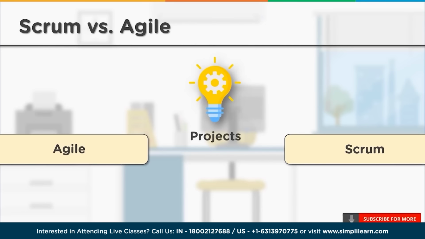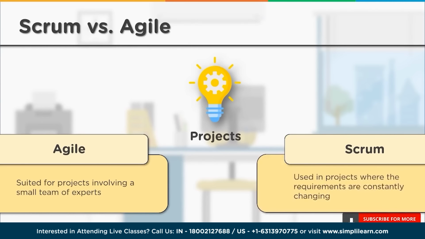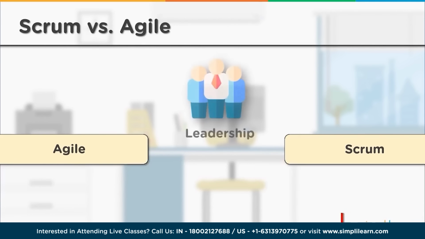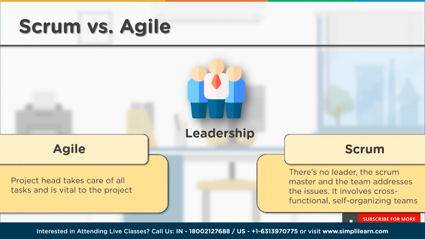Next up, let's have a look at projects. Agile is more suited towards projects that have a small development team that consists of experts. Whereas on the side of Scrum, it's usually better suited for projects that are subject to a large amount of change, and that too rapidly. Next, we have leadership. Now for Agile, a project head takes care of all the tasks and has a very important role to play in the process of Agile. A project head represents the entire team and is responsible for getting issues resolved by assigning them to the appropriate members of the team. In Scrum, there's no leader. There's a Scrum Master who can overall guide the Scrum process, but the team addresses issues by themselves. It usually involves cross-functional and self-organizing teams.